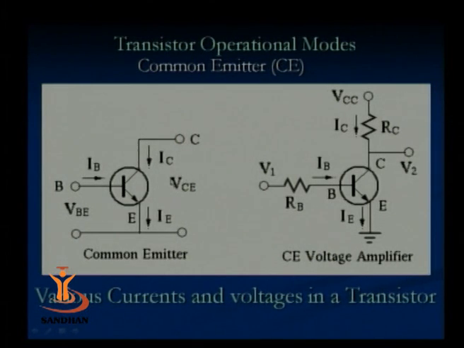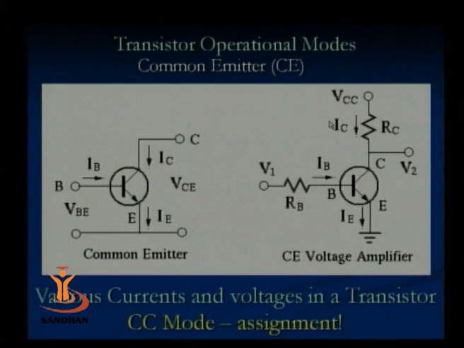So these are the two junctions: the output junction between collector and emitter, and the input junction between base and emitter. We call it a common emitter circuit. And you can also see here how, by using different biasing circuits, common emitter voltage amplifier circuits can be fabricated. I hope that you have come across this kind of circuit in your study.